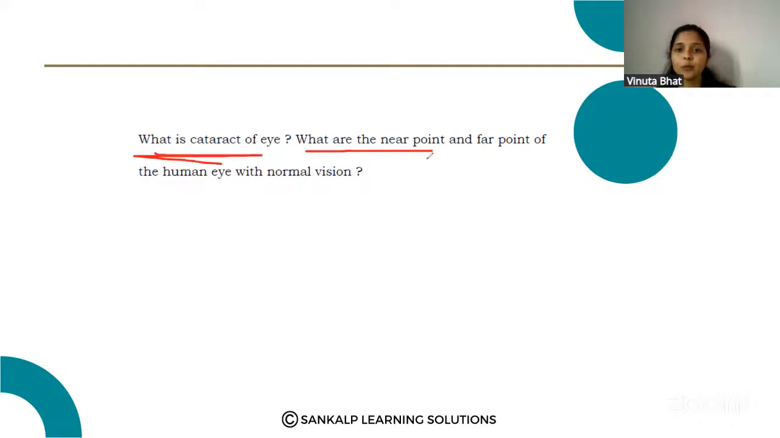What are the near point and far point? The near point is 25 centimeters and the far point is infinity for the human eye with normal vision.